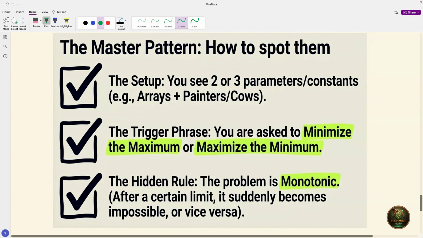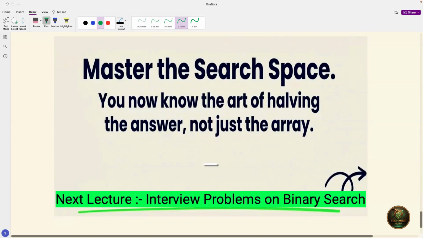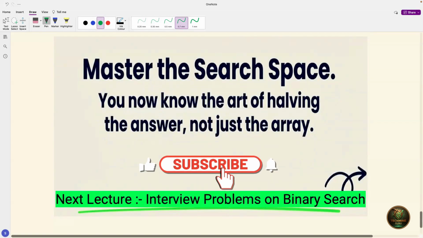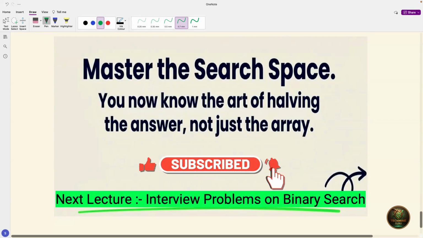The problem here will be monotonic in nature. That is, after a certain limit, it will suddenly become impossible or vice versa. So now you know the art of halving the answers and not just the array. So that concludes our deep dive for today.